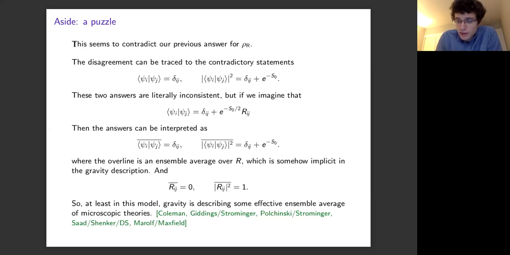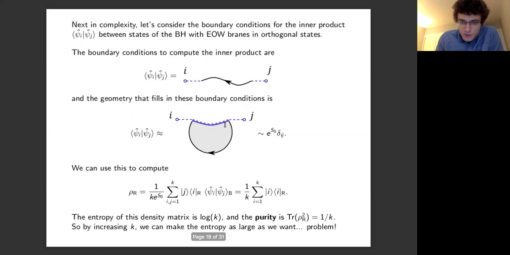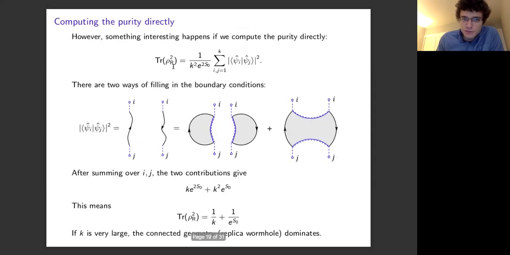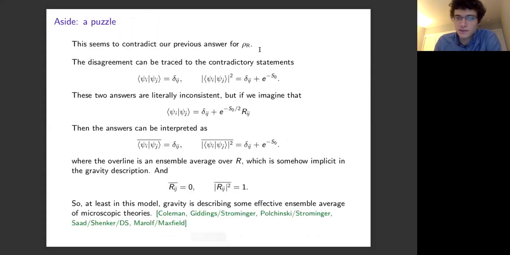We computed rho, and sorry for jumping around, but we computed rho and we got this answer. We found it's maximally entangled, maximally mixed, and its purity is 1 over k. So we computed rho, we computed the purity, and then we computed the purity directly and we found a different answer. So why did we find these two different answers for exactly the same thing?